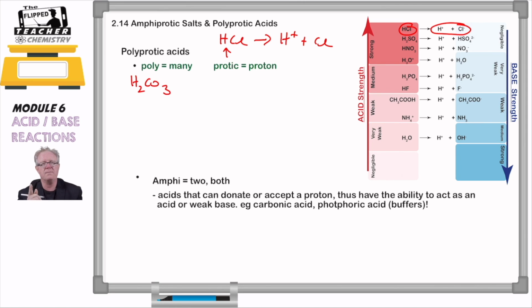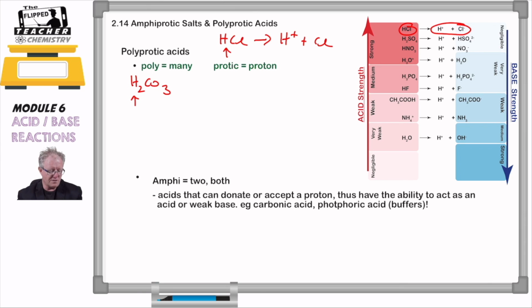But if I was to give you H2CO3, which is called what? Carbonic acid. Carbonic acid has two H+ it could get rid of. The first one comes off really easily. The second one, not so much. It could do it, but very, very rarely.